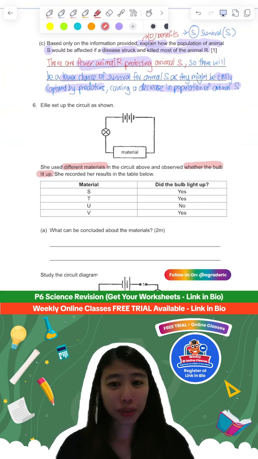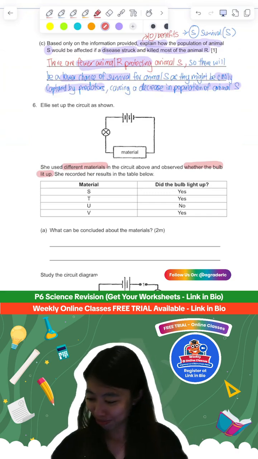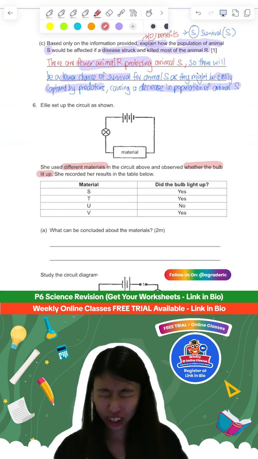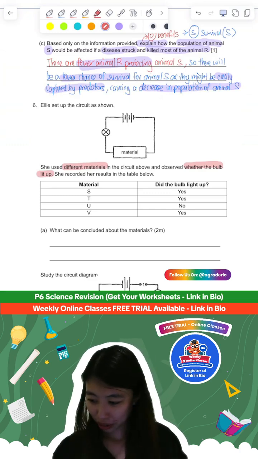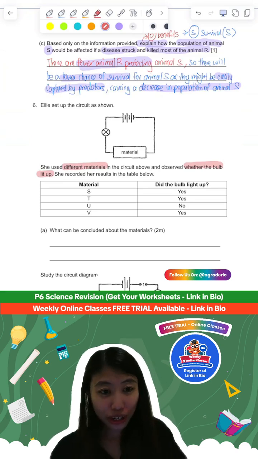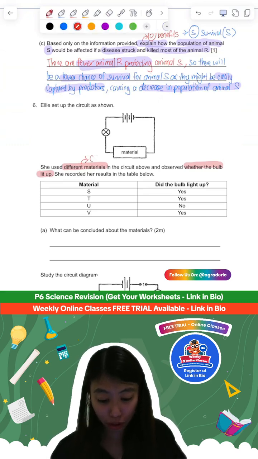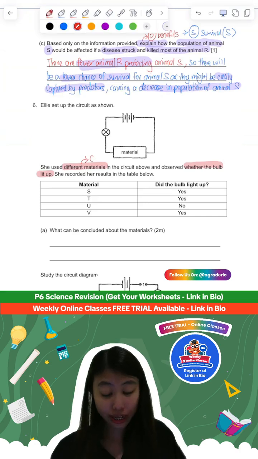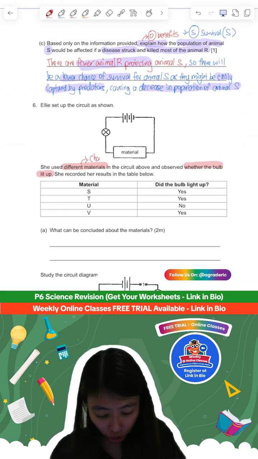So can you all tell me what is my changed variable here? Good. Yes, this is my changed variable, different materials. In science, in an experiment, the moment you see something that is different, that will be my changed variable. That means something that you change in your experiment.